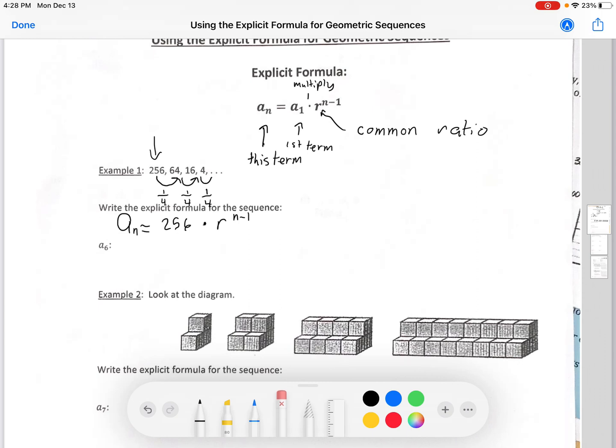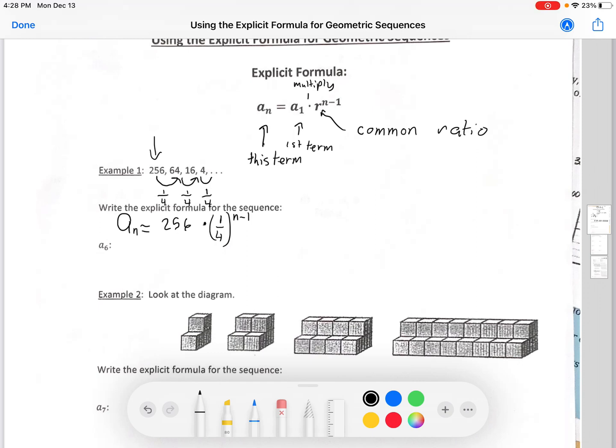Instead of r, let's put in what our common ratio is. Well, in this case, it's going to be 1/4. This is important. I want you to get in the habit of always putting your common ratio in parentheses for the explicit formula. The reason is when you type this into a calculator, sometimes you don't get the right answer if you don't have the parentheses. So it's just a good thing to do.